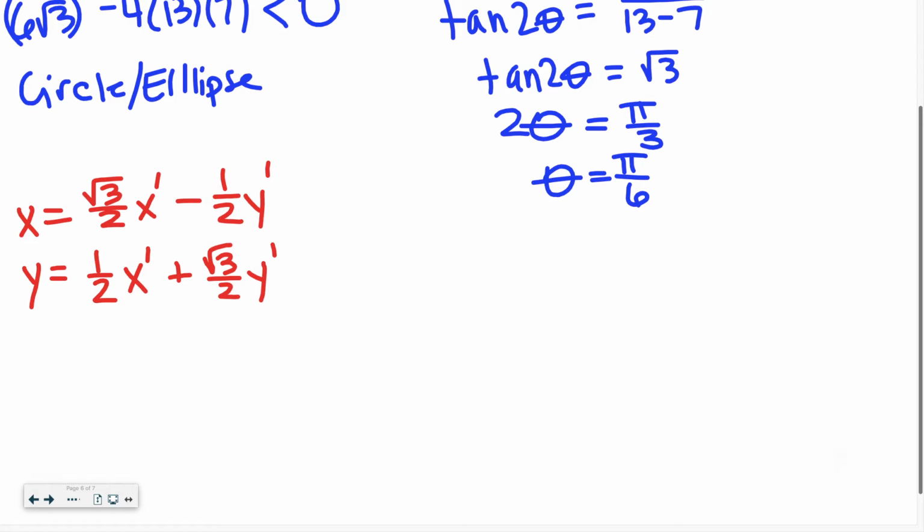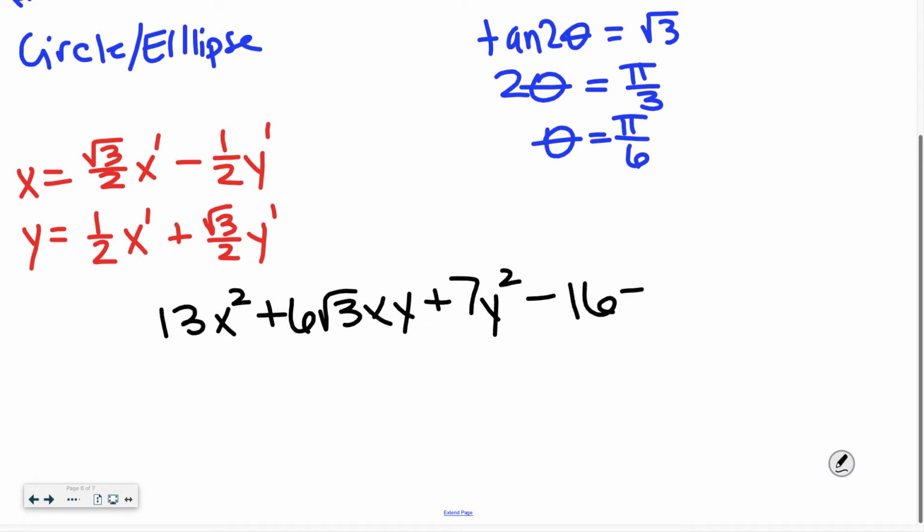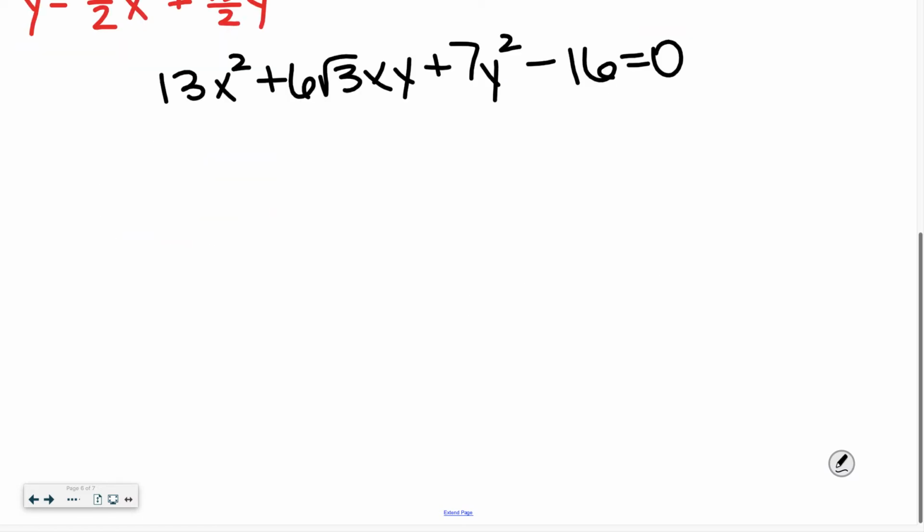Okay, so this is where the fun begins. I'm going to rewrite it so we can all see it. We have 13x squared plus 6 radical 3xy plus 7y squared minus 16 equals 0. And we need to make substitutions. Okay, so this is what we are going to do. 13 times x squared. What's x? X is radical 3 over 2 x prime minus 1/2 y prime. So there's 13x squared.